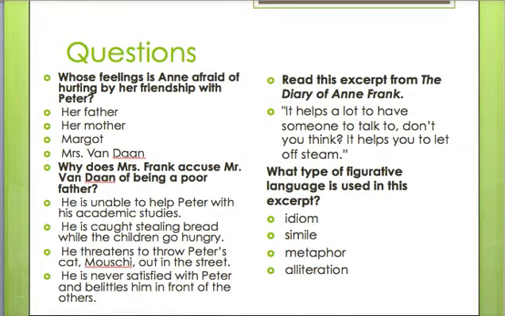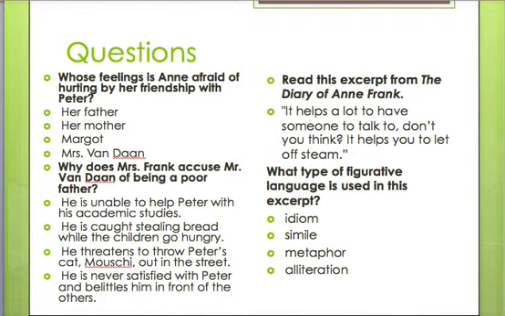More questions that will be on your test. Whose feelings is Anne afraid of hurting by her friendship with Peter? Her father, her mother, Margot, or Mrs. Van Daan? Yeah, she's afraid of hurting Margot's feelings because Margot is more Peter's age, and she kind of likes Peter too, and Anne knows that.